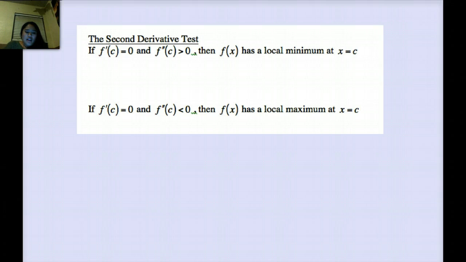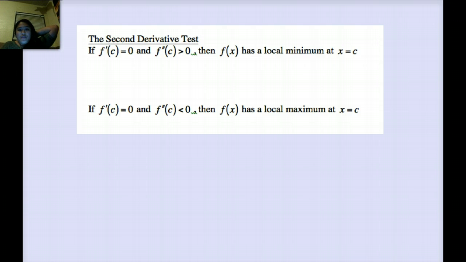If you take a look at the notation here, this says if f prime of c is equal to 0 and f double prime of c is greater than 0, which means it's positive, then f of x has a local minimum at x equals c. And the second one says if f prime of c equals 0 and f double prime of c is less than 0, then f of x has a local maximum at x equals c.